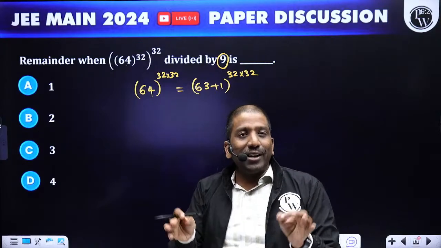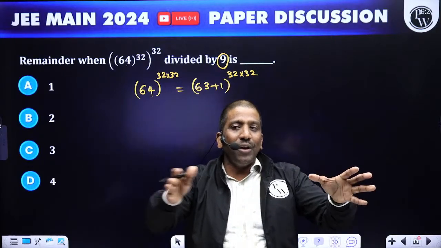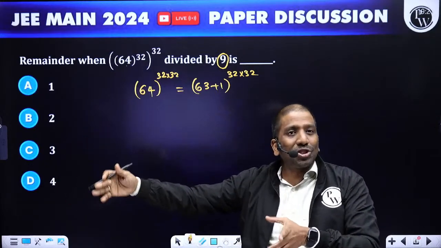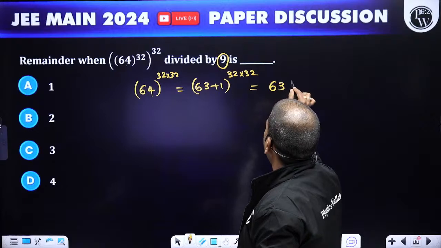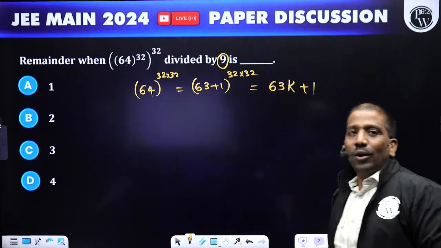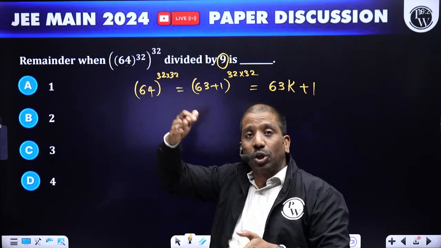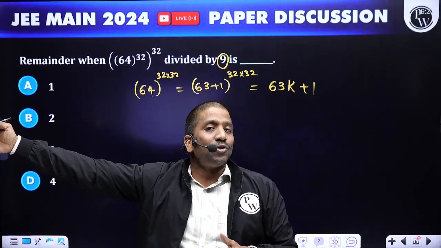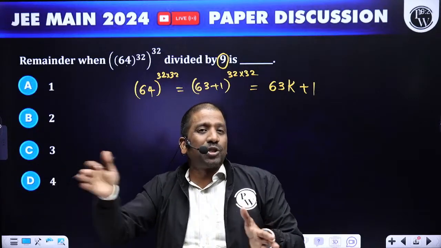My dear student, just once recollect the binomial theorem expansion. When you expand it, except the last term, every term will contain 63. So that means it would be 63 times some k plus 1. This whole part is 63 power 32 into 32 till 63 power 1 we would get. So 63 will be common in all terms except the last term.